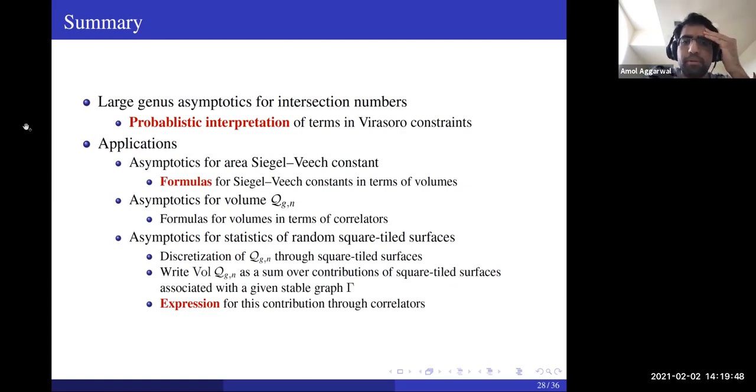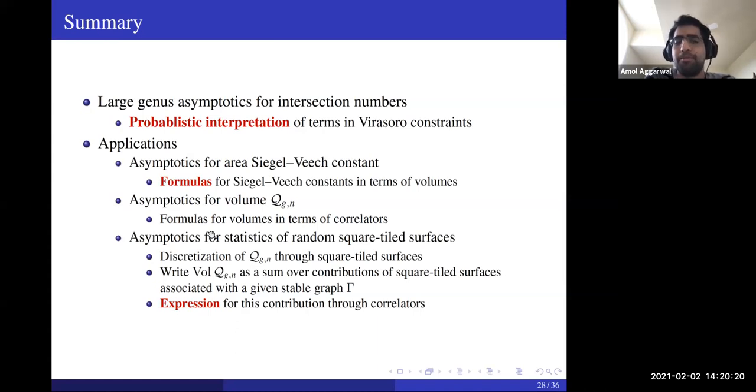I talked about three applications. The first is to asymptotics for the Siegel-Veech constants. This is based on formulas that express these Siegel-Veech constants in terms of volumes. I didn't tell you anything about where those formulas come from, so maybe I owe you that to a certain extent. The second is that I talked about asymptotics for the volumes of this moduli space. Those were based on formulas for the volumes in terms of correlators. So I will owe you something here, but I did a little bit beyond that, I think.